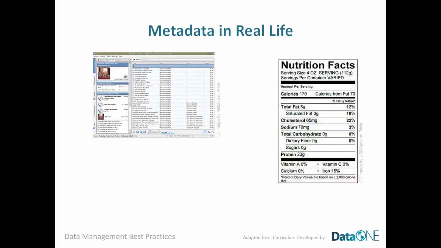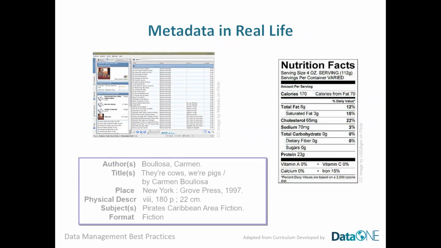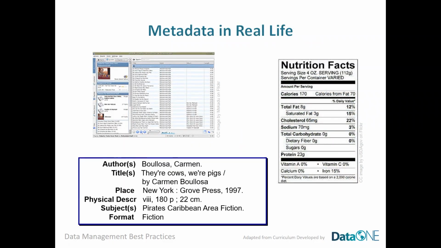You can see metadata in real life around you. If you're listening to podcasts, you may see the metadata in your MP3 files. Most food items now have nutrition facts and tell you the information about calories, vitamins, and so forth. Or when you search a library catalog, you can also see metadata for books and media and other information we provide in the libraries.